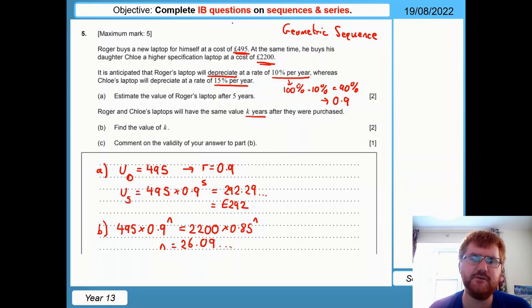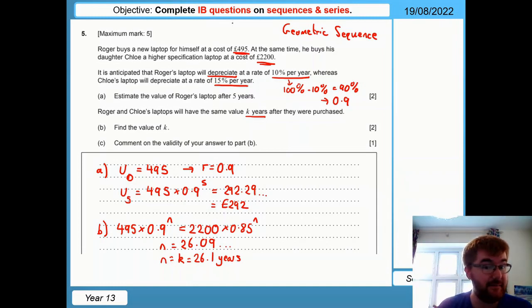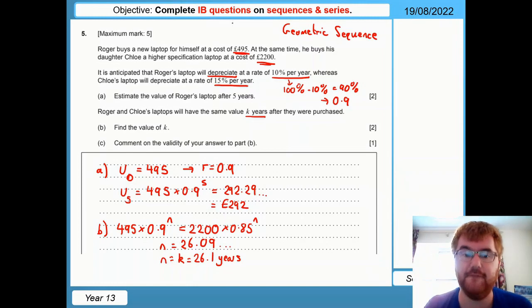26.09. Now notice, because of this in years, they're not looking for a whole value, so you're okay here to just round this to 3 significant figures. I should make this equal to k because k is in the question, so k is equal to 26.1 years. Notice if it was in days, I would round up to 27. Because it's in years, I'm happy to leave this to 3 significant figures.